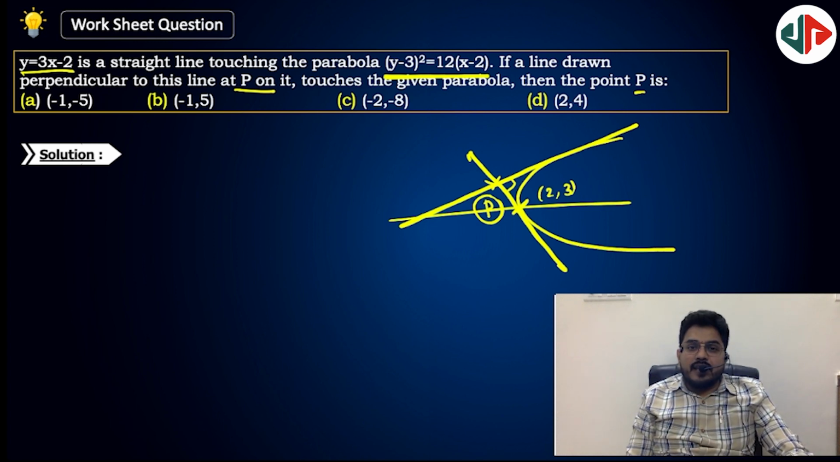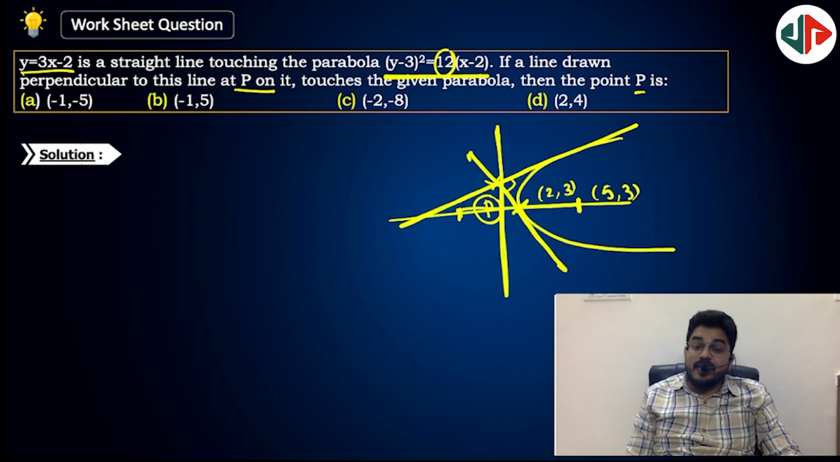Now the length of the latus rectum is 12, so you take 3 units. This is 5 comma 3. Take 3 units back. So the directrix will be, okay, this P is going to be on the directrix. Three units back from 2 gives minus 1, so the x value should be equal to minus 1, and the y value will be.